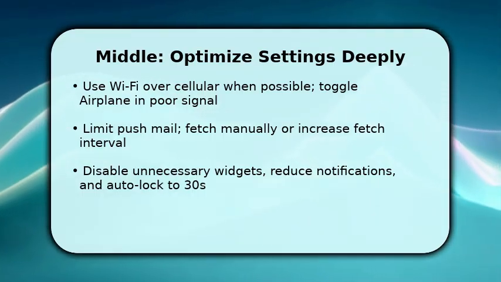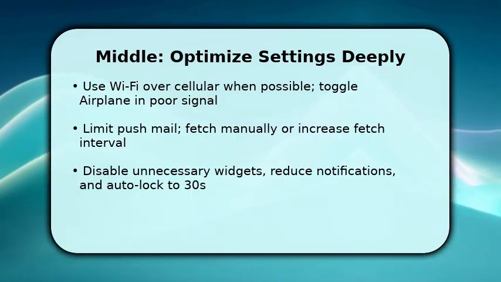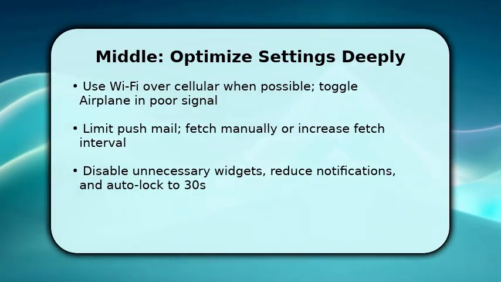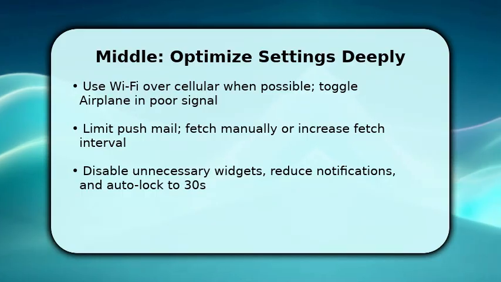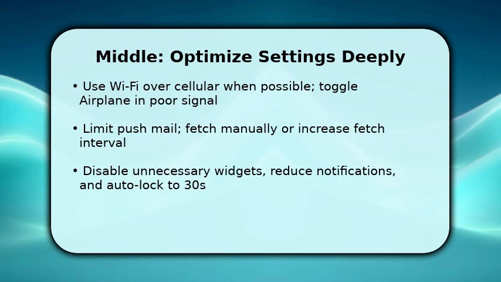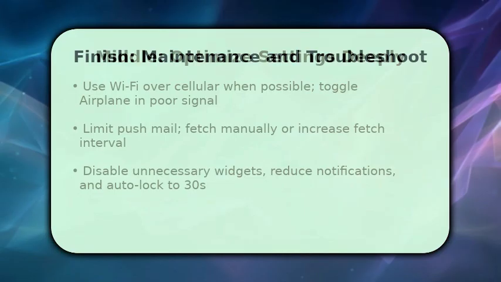Also remove unused widgets and limit notifications so apps stop lighting the screen. Set auto lock to 30 seconds to keep the display off faster. Once adjusted, monitor usage for a day to see measurable change. You complete the process with maintenance and a key troubleshooting step.